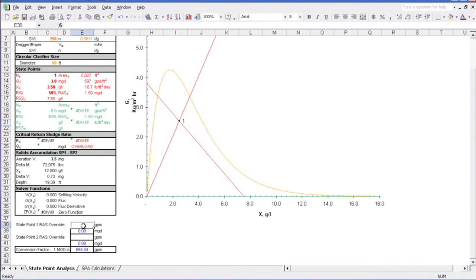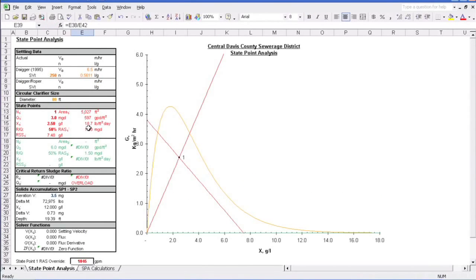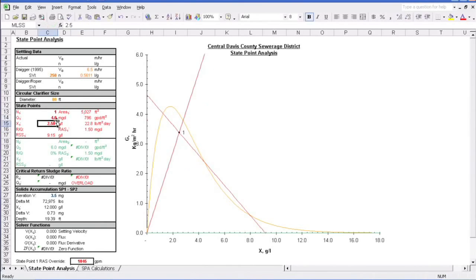Now we need to enter the value in gallons per minute in the override box down here, which conveniently gives us the conversions to mgd. And because we're really smart, we know that 1.5 mgd is 1045 gallons per minute. So we can enter that in here and it overrides up here above. And now we can change our flow to 4 mgd. And as you can see, our state point stays under the curve, but our underflow line doesn't.